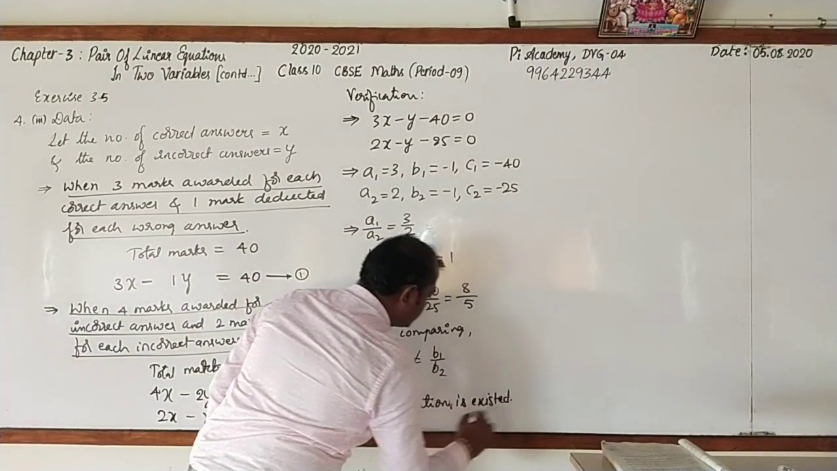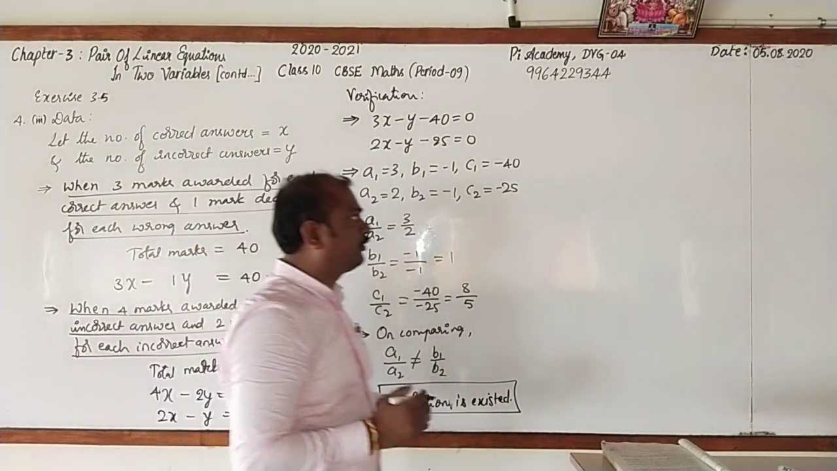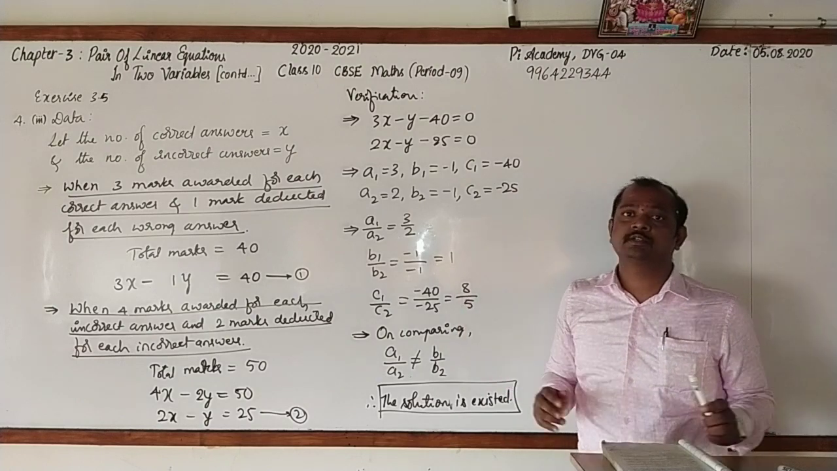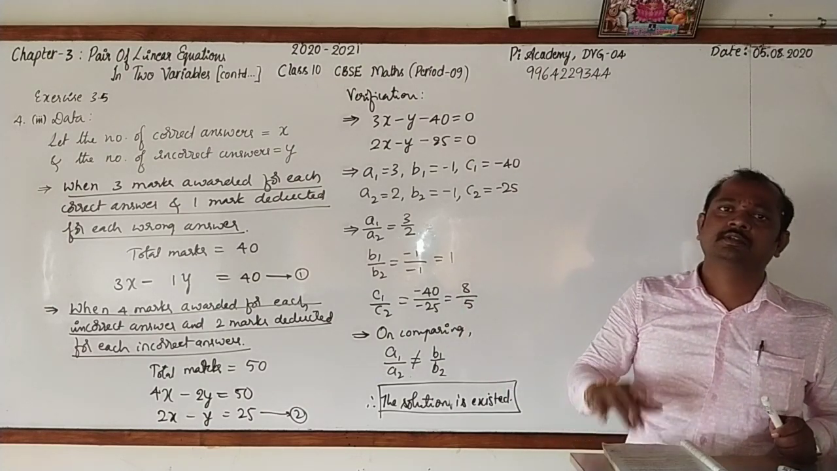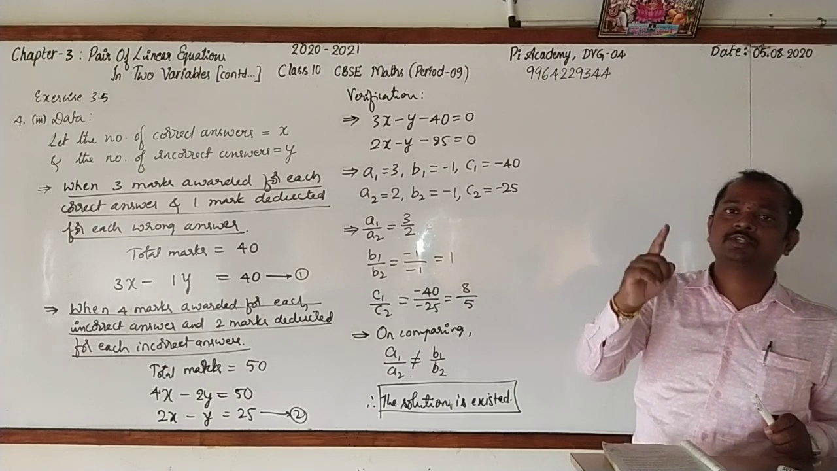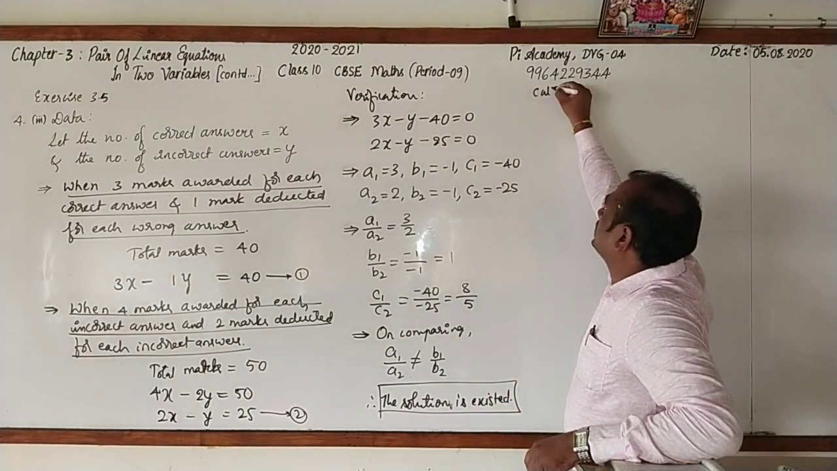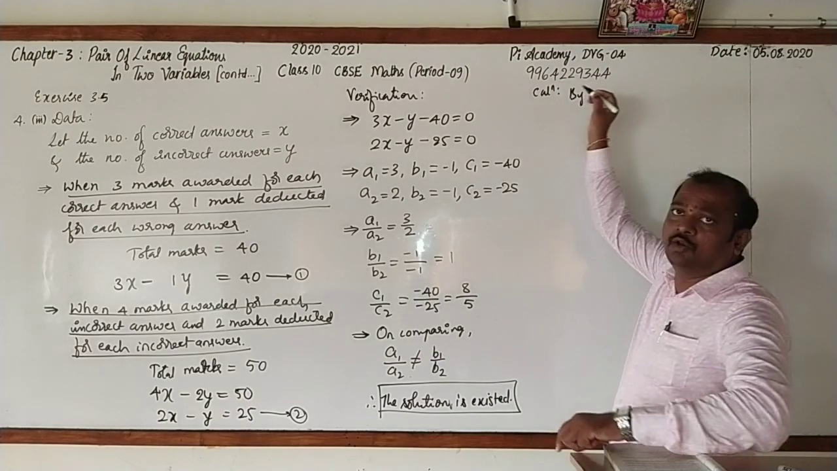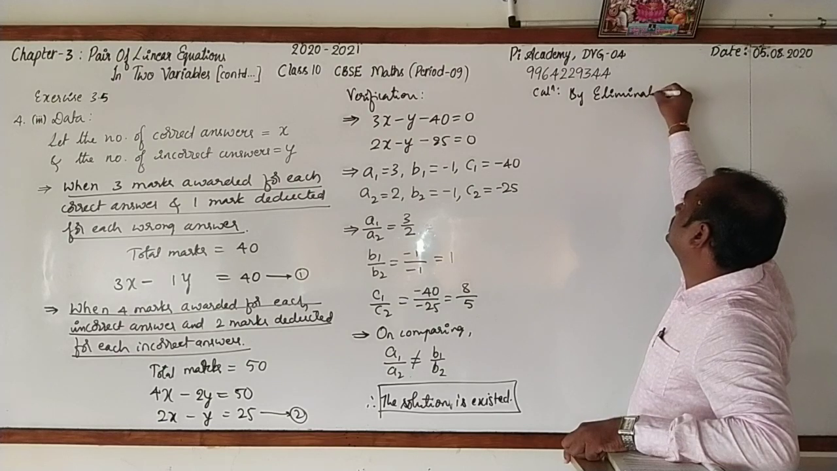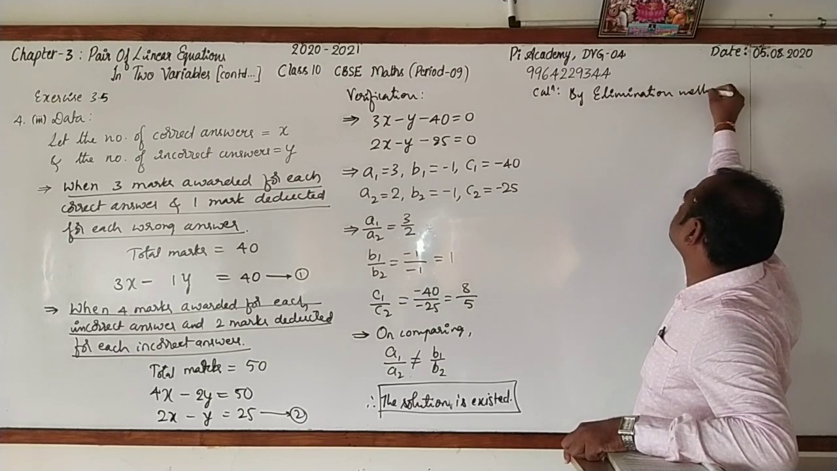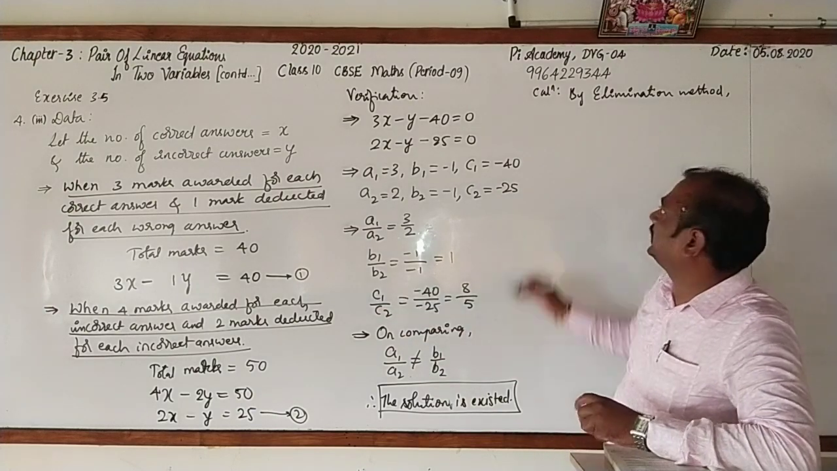And it has been asked that if the solution exists, we can go for solving the equations by any of the 3 methods. What are those 3 methods? Elimination, substitution and cross multiplication. Let's move on to calculation and we shall follow elimination method. By elimination method, let's go for writing both the equations.